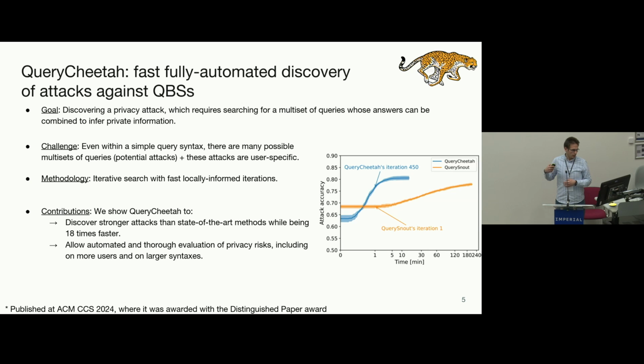and we show that it is able to find stronger attacks than the previous state-of-the-art while being 18 times faster. That's because of the locally informed iterations. Our method is able to perform 450 iterations, while the state-of-the-art is still at iteration 1. We show that QueryCheetah, our tool, allows automated and thorough evaluation of privacy risks, including on more users and on larger syntaxes.